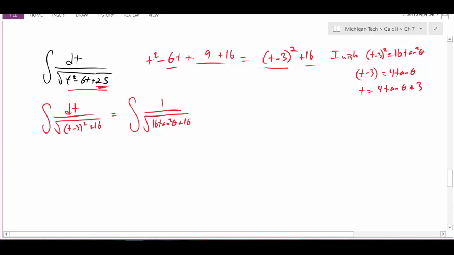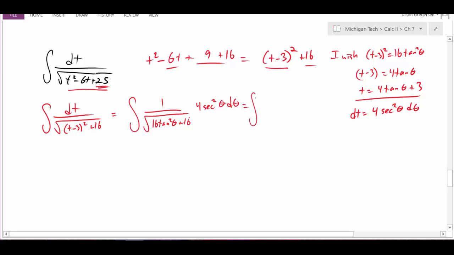Now, what do I do with that extra dt? Well, I know t is equal to this thing, so now I can calculate the differential. It should be the derivative of 4 tangent theta plus 3. The derivative of tangent is secant squared, so this turns into 4 secant squared theta d theta. And so I will plug that value in for dt: 4 secant squared theta d theta.